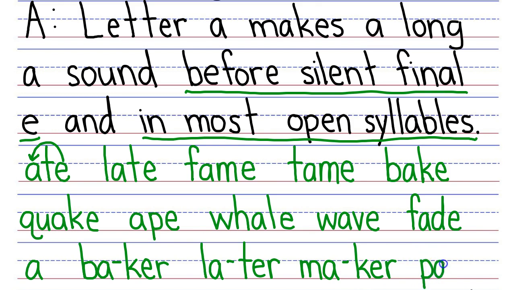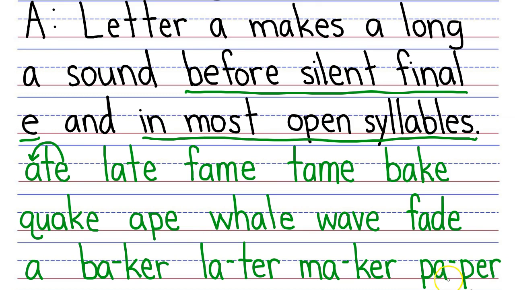And paper. Here we have a P that says p. Long A sound A. P-A, pay. It's an open syllable, so the vowel is going to be long. And the second syllable is per. P that says p, ER that says er.